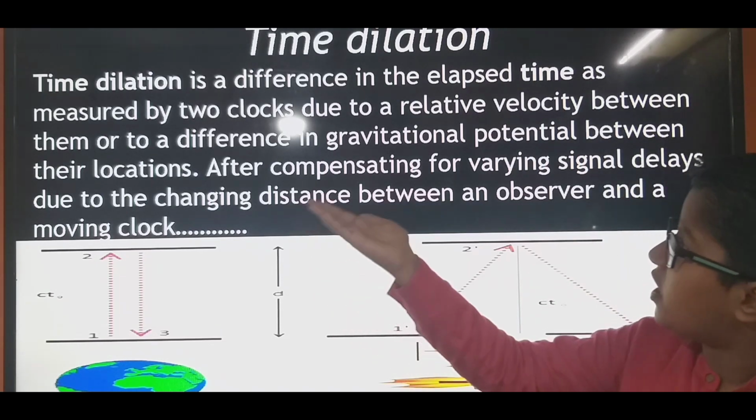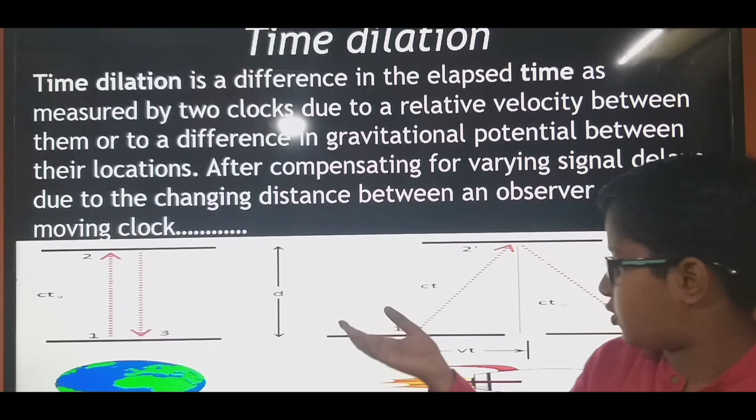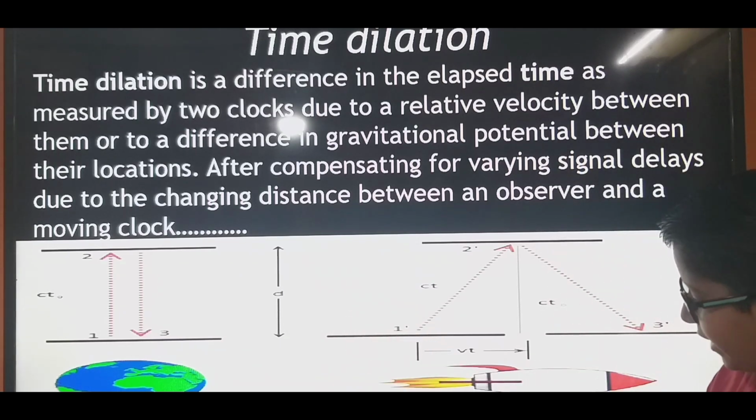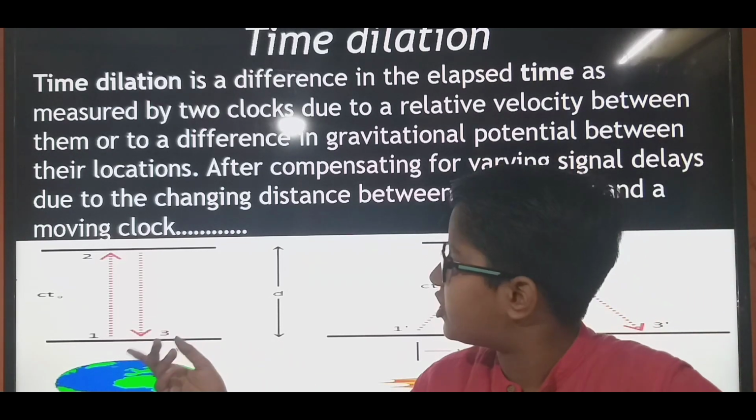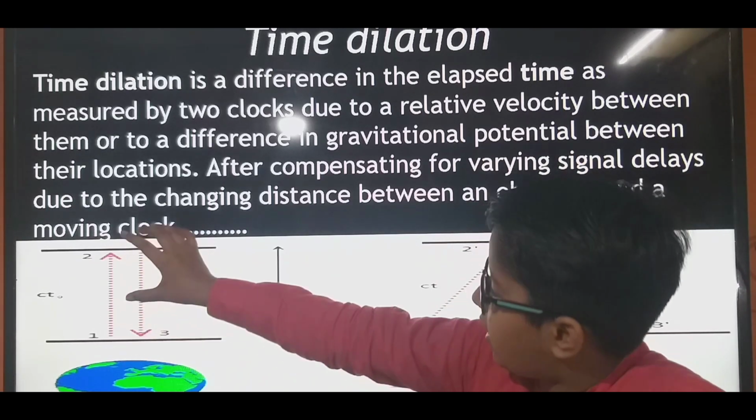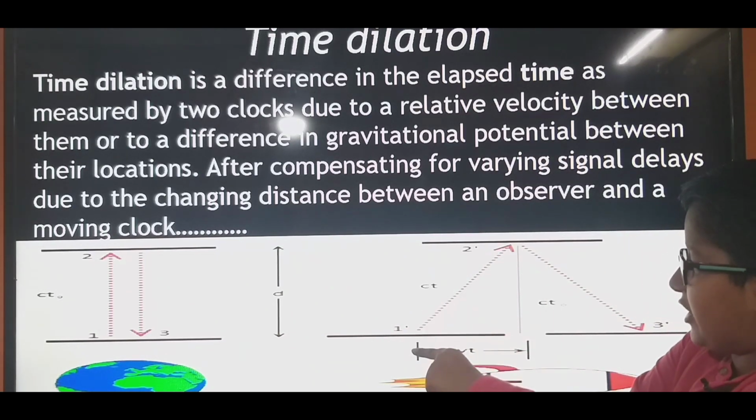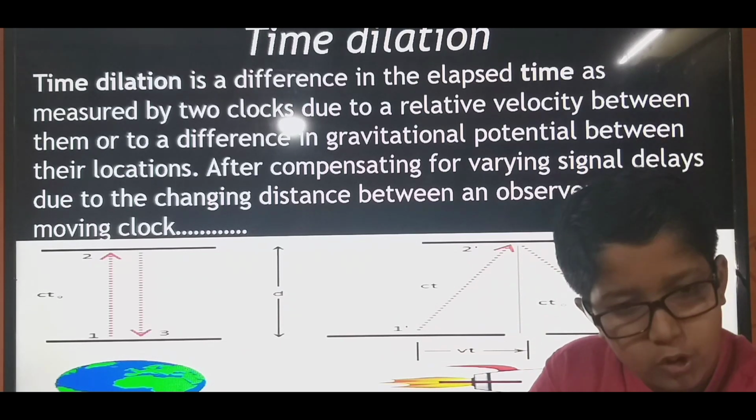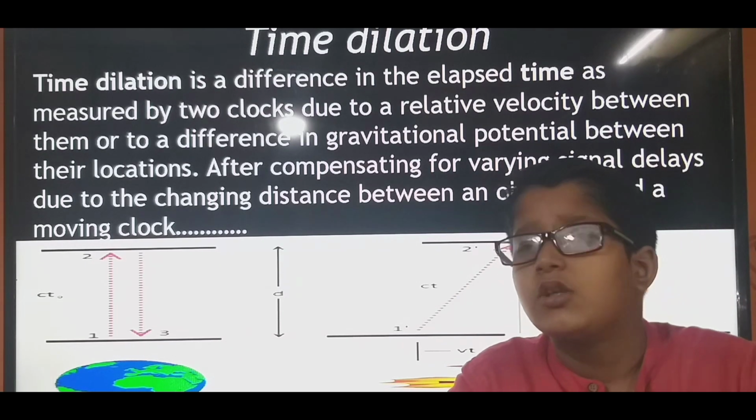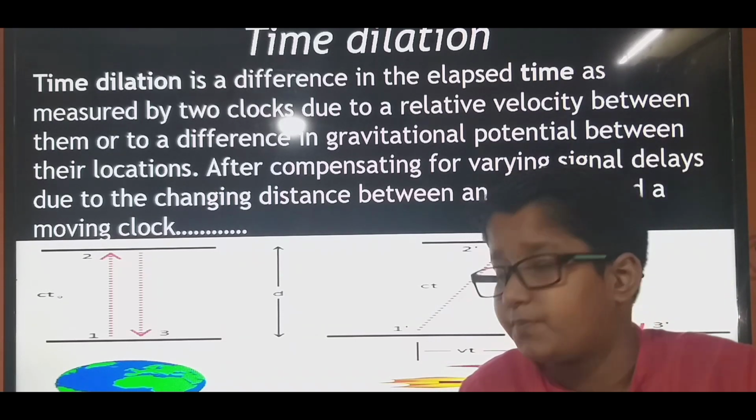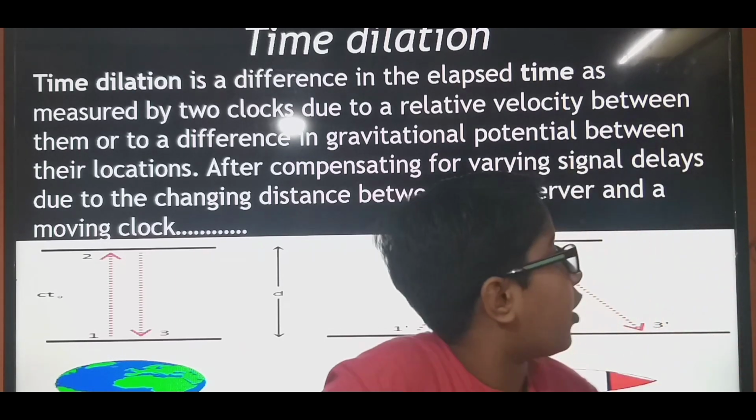After compensating for various signal delays due to the changing distance between an observer and a moving clock, as you can see here, if a light clock is placed on a rocket and a light clock is placed on Earth, as the Earth is somewhat stationary, the light has to cover a distance from here to here. But in a moving rocket at near the speed of light, the light has to cover an extra distance, which causes time to slow down. Time slows down in two cases: when speed matters, or when the clock is near a gravitationally bent area, which we have learned. Now let's further progress with our chapter.